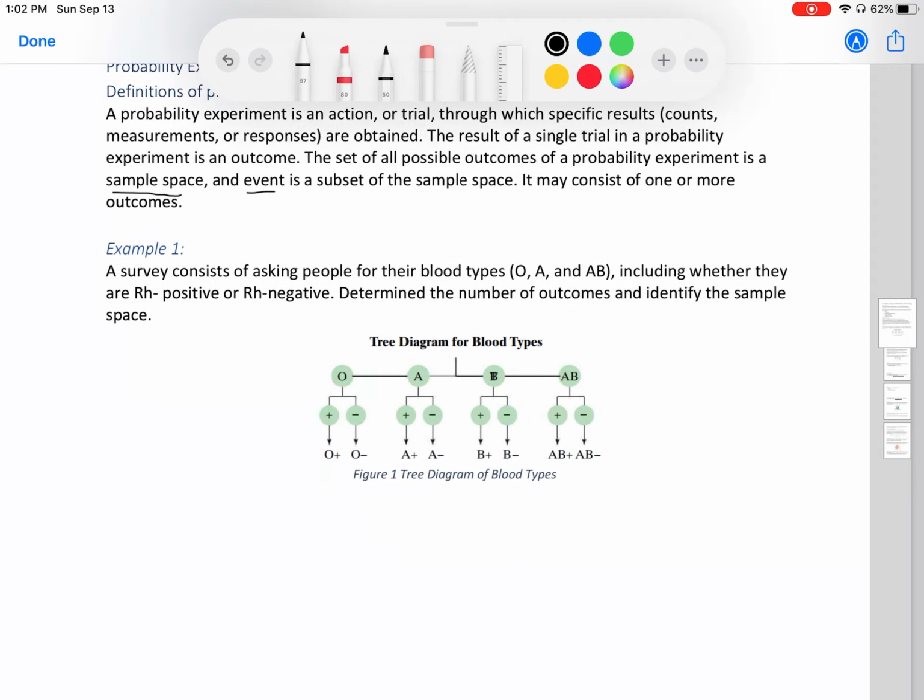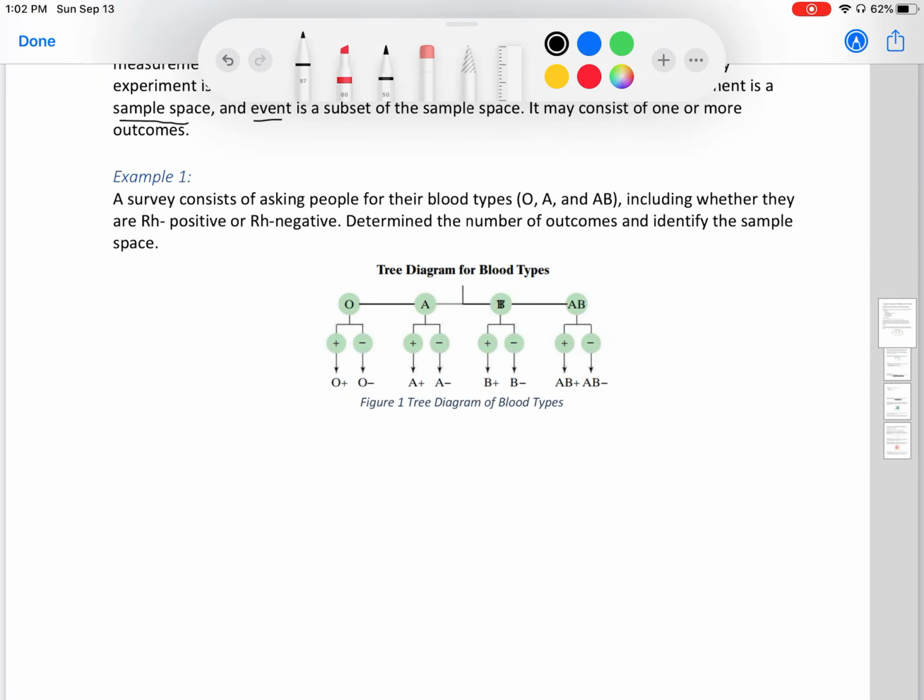Let's see an example. A survey consists of asking people for their blood types, O, A, B, and AB, including whether they are Rh positive or Rh negative, meaning positive or negative. This might make you think of your own blood type, right? Determine the number of outcomes and identify the sample space.